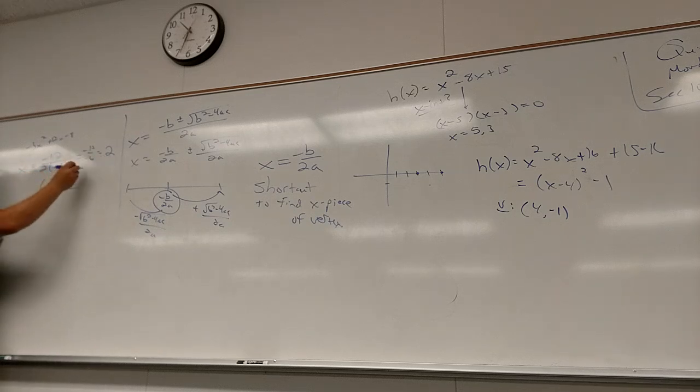Please, dear God, don't stop there, because the vertex is a point. How do I get the other piece? I plug a 2 in. Negative 3 times 2 squared plus 12 times 2 minus 8. Negative 12 plus 24 minus 8. 12 minus 8. 4. Sweet. And this is a lot quicker than completing the square.